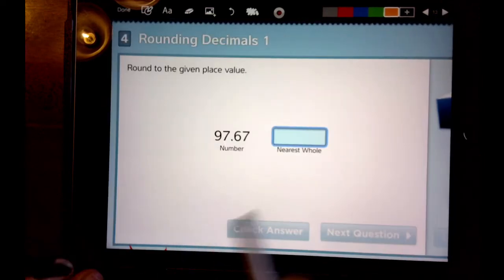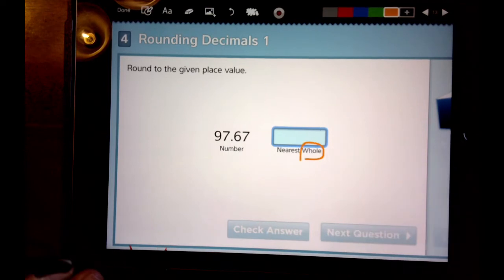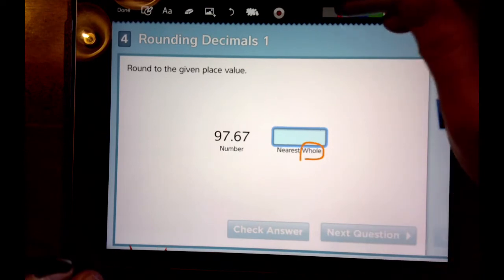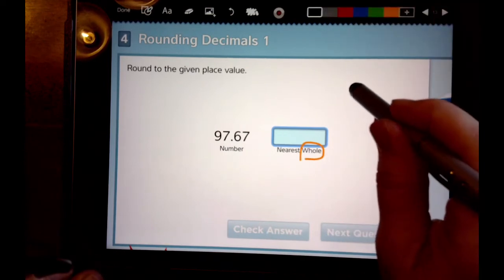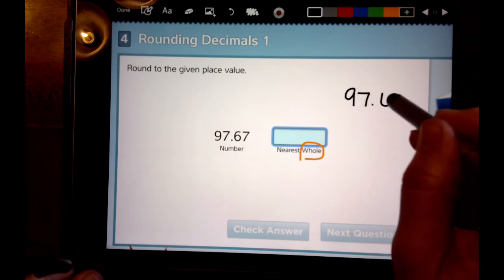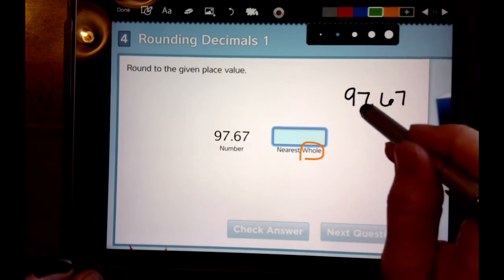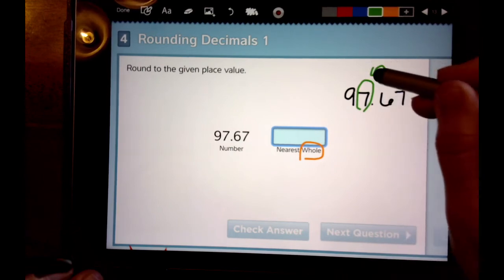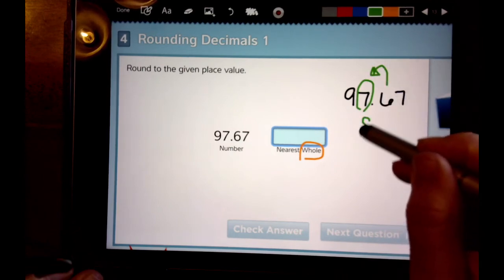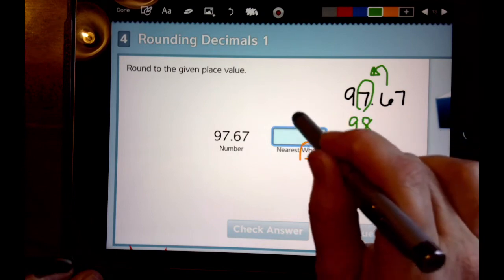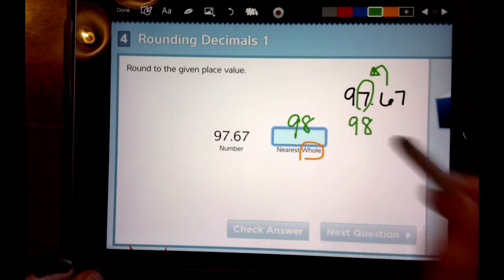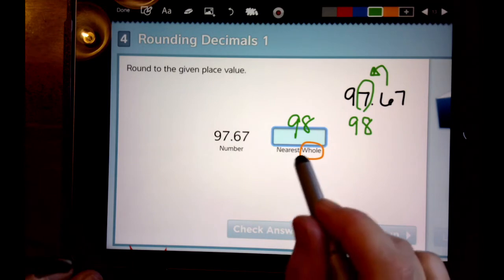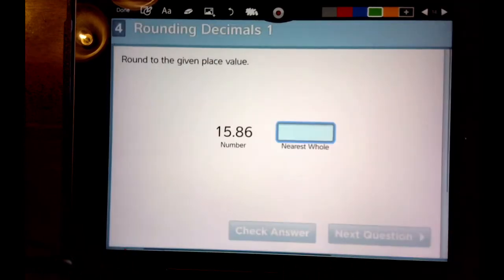All right, taking a look at the next one. Again, rounding it to the nearest whole number. So I want you to go ahead and try to do that one right now on your own. All right, whole number means the ones place. I have a 6, which means this is going to bump up to an 8. So my answer is 98. We drop any decimals after because I'm rounding it to the nearest whole number.